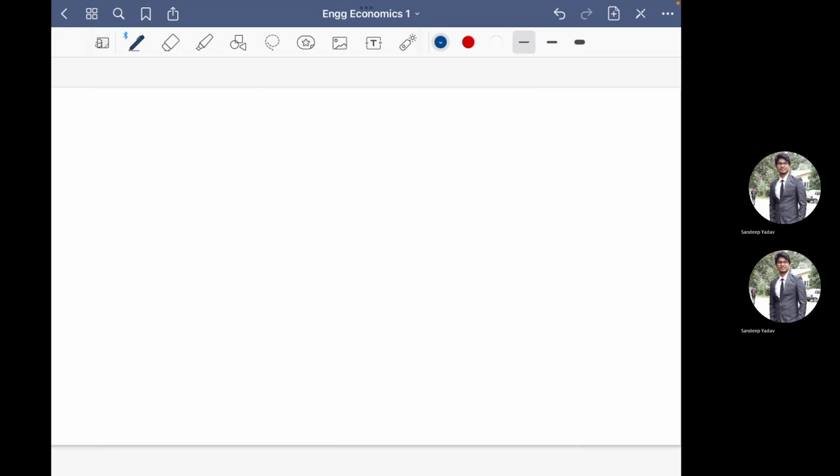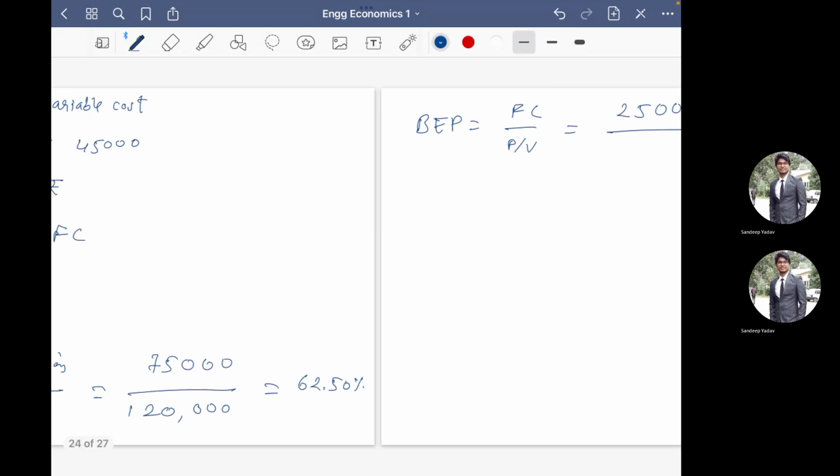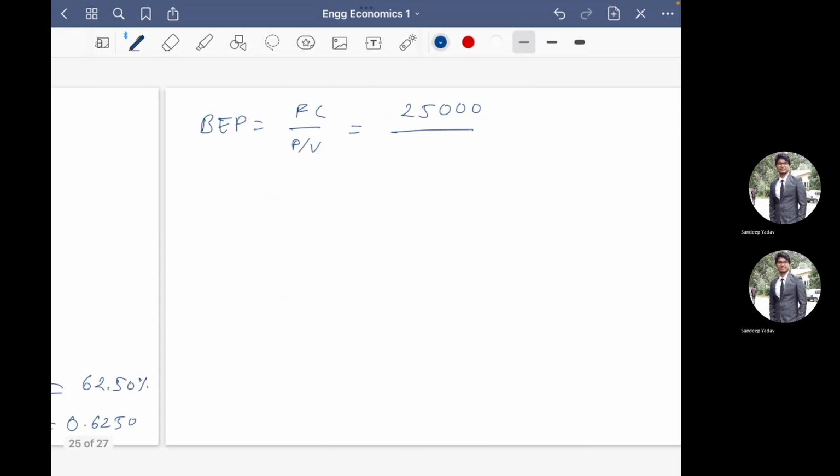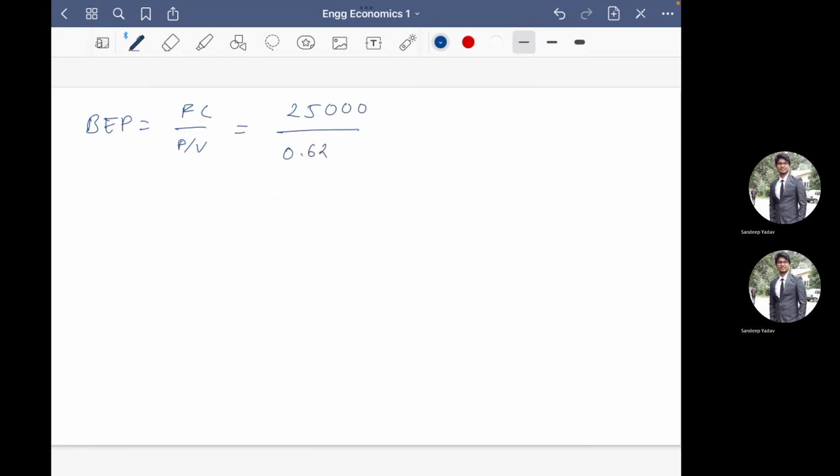Now from this profit to volume ratio we can calculate break even point. Break even point will be fixed cost upon PV ratio. So 25,000. Now PV ratio we have to take into consideration as 0.6250 because it is in percentage. 25,000 divided by 0.6250, and then it will come to 40,000.